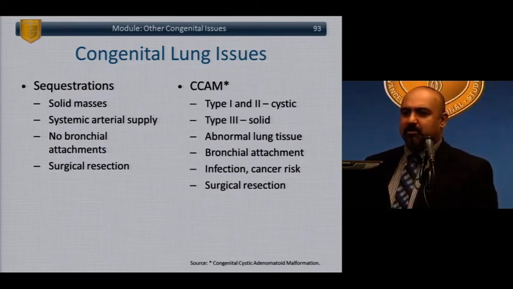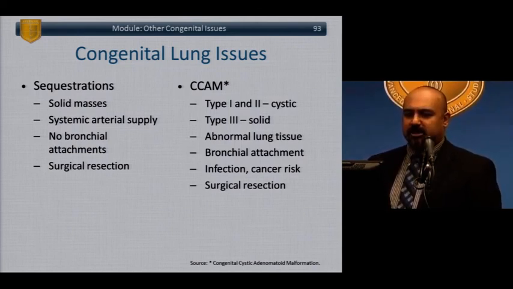Sequestrations, the big thing to remember, they're solid masses. There's a systemic artery supply, either coming from the celiac or the aorta, but it's a systemic supply. There are no bronchial attachments to this. It's not attached to the lung, and surgical resection is what you do for these.